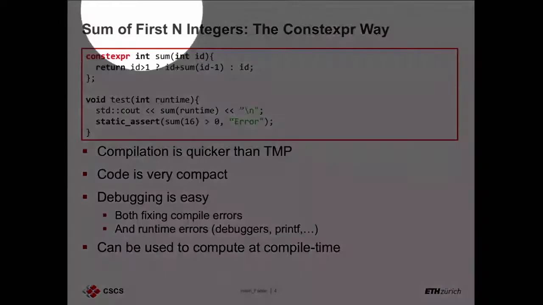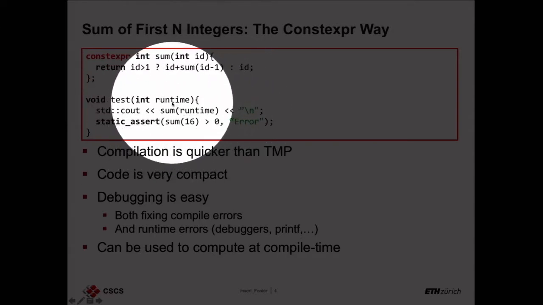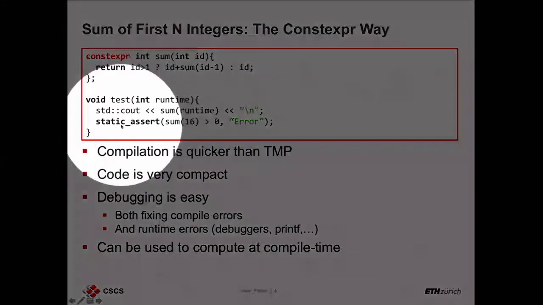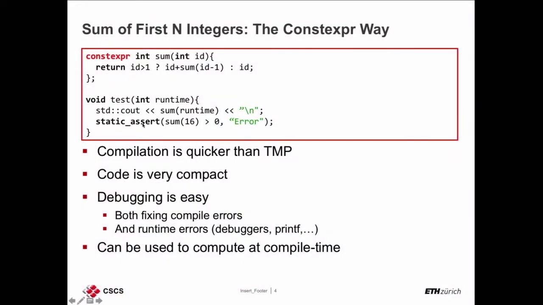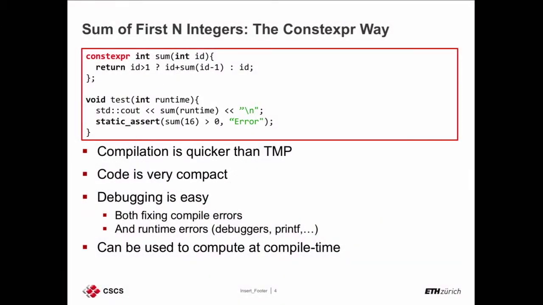And you can call this function sum at runtime. So you could do std::cout runtime, sum runtime, and whatever value is there. But you can also do static_assert. So you can check at compile time that sum 16 is greater than 0. Or maybe you want to check that it is exactly the value that it is. And so this sum 16 is actually evaluated at compile time. So this function is executed at compile time, and the result is given to you. So this is what constexpr can do for you.